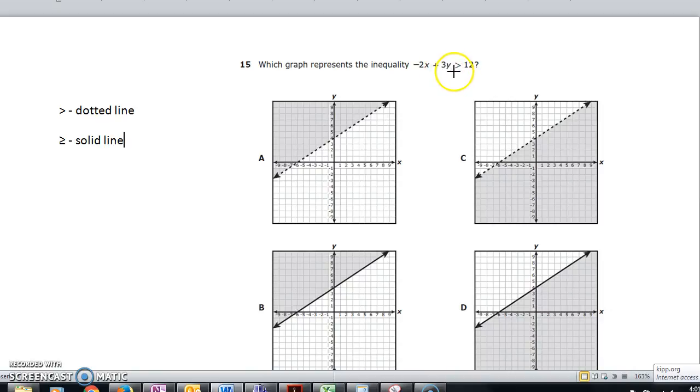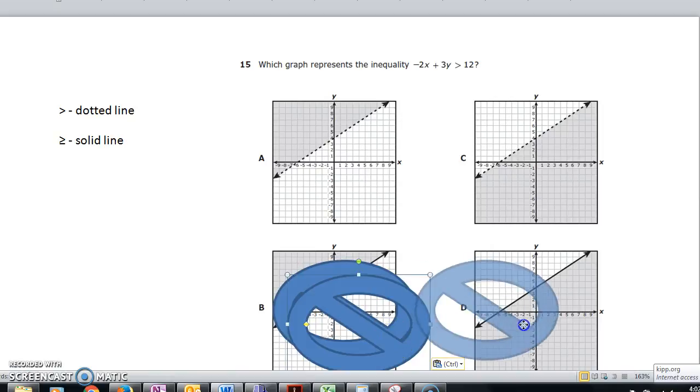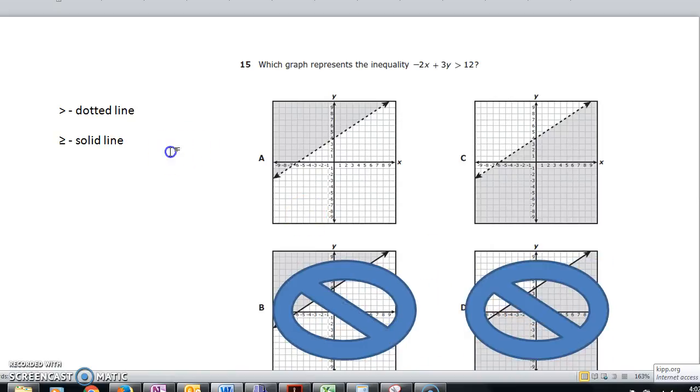So I have a greater than sign, that's an open sign. So that means it could be this one or this one, because these two are dotted lines. So the line's dotted, that matches. B and D are solid lines, and that means I would need a greater than or equal to sign. So cross those off. Right there, we only have to deal with 2 answer choices now.